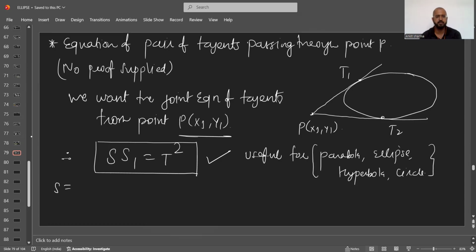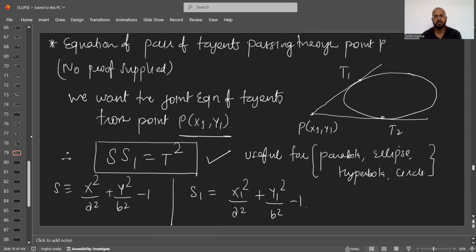Where what is S? S is simply the equation x square over a square plus y square over b square minus 1. And S1 would be x1 square over a square plus y1 square over b square minus 1. And T is x x1 over a square plus y y1 over b square minus 1. So we just need to plug in here and we get our joint equation of the pair of tangents passing through a point P. This can be utilized for parabola, ellipse, hyperbola, and circle, all of them.